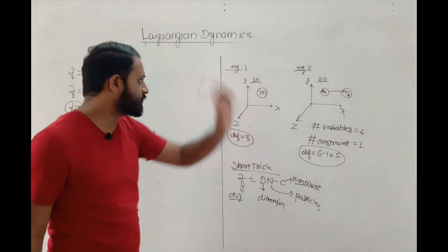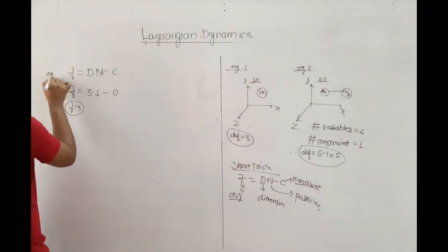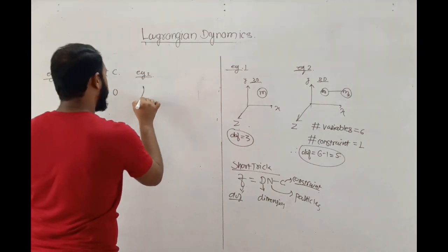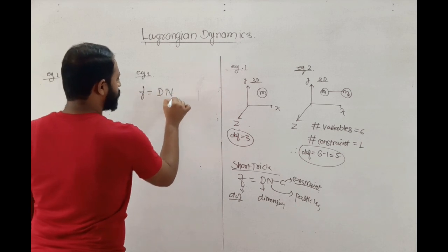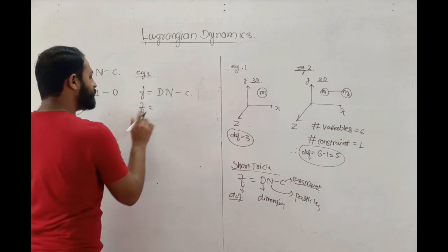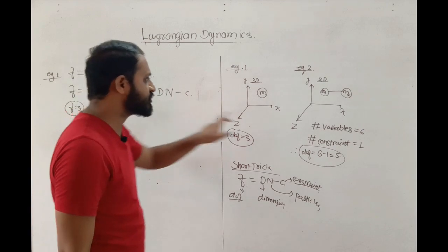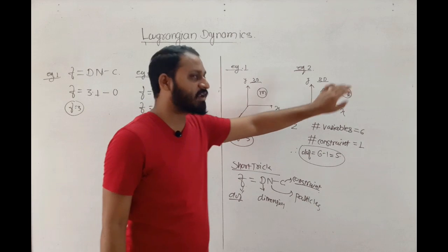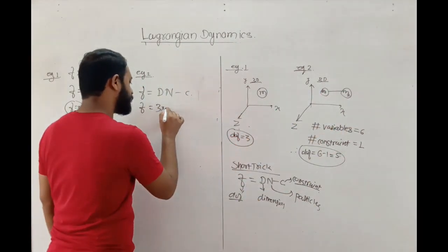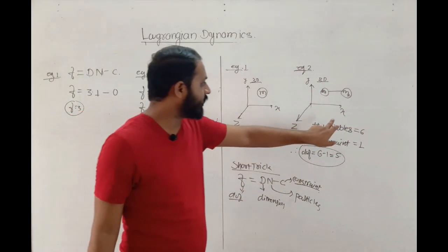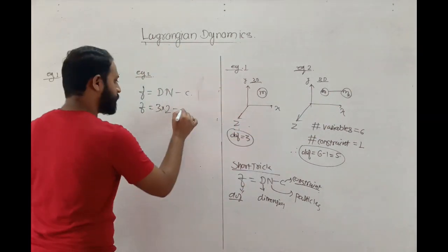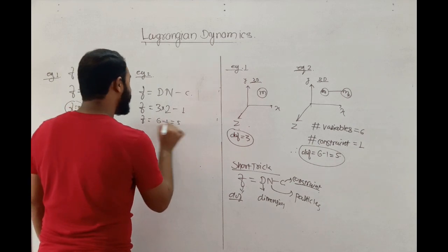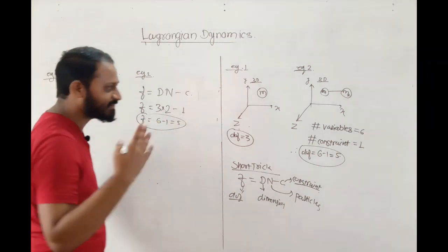Apply this trick to this example. This is example number 1, and this will be example number 2. f equals d into n minus c, where f means degree of freedom. Dimension is 3-dimensional. Number of particles is how many? m1 and m2, there are 2 particles. Constraint is how many? 1 constraint. 3 into 2, 6 minus 1 equals how many? 5. Oh, the trick is working.